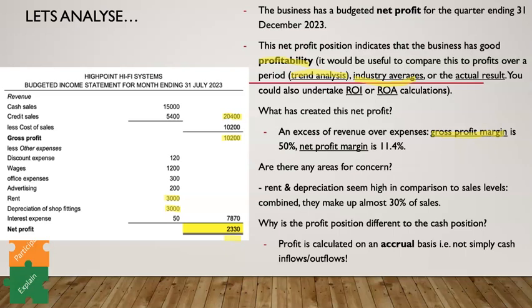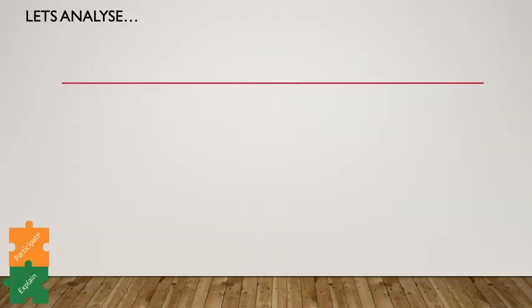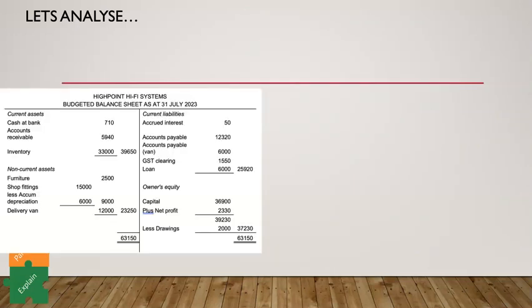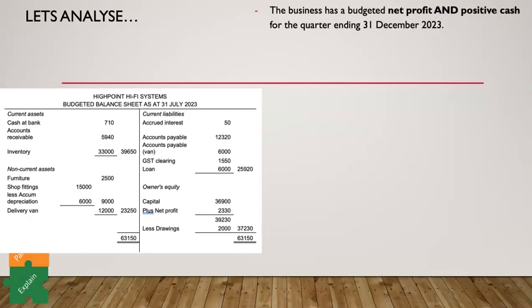And why is profit really different to cash? Remember, profit is accrual, cash is simply cash. So you can combine them to start to think about, is this business healthy? It's losing cash, but making a profit. So then we come to the final one, our budgeted balance sheet, to consider the efficiency and whether we have too much debt.